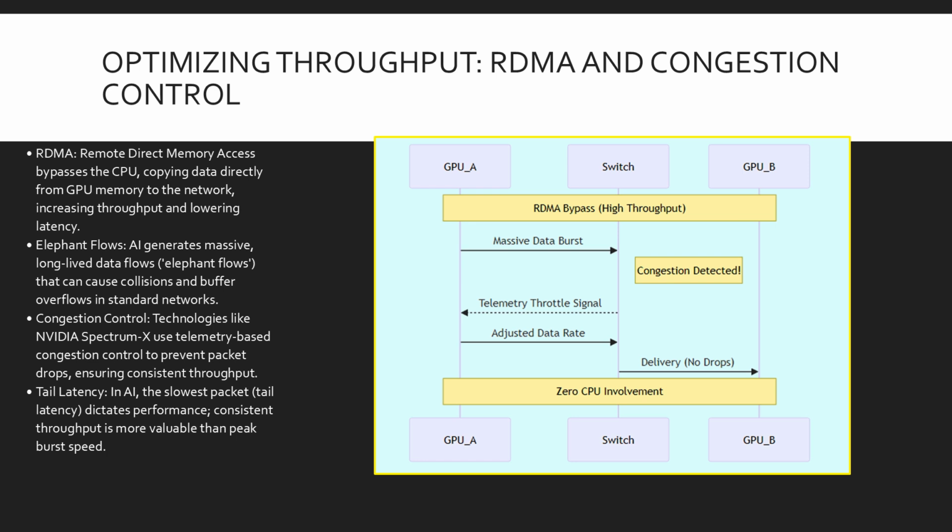Here we see the RDMA flow optimized by congestion control. GPU A sends a massive burst of data directly to the switch, bypassing the CPU. The switch detects potential congestion and, instead of dropping packets, signals the GPU to slightly adjust its rate. This ensures the data stream to GPU B remains continuous and lossless, maintaining high effective throughput.